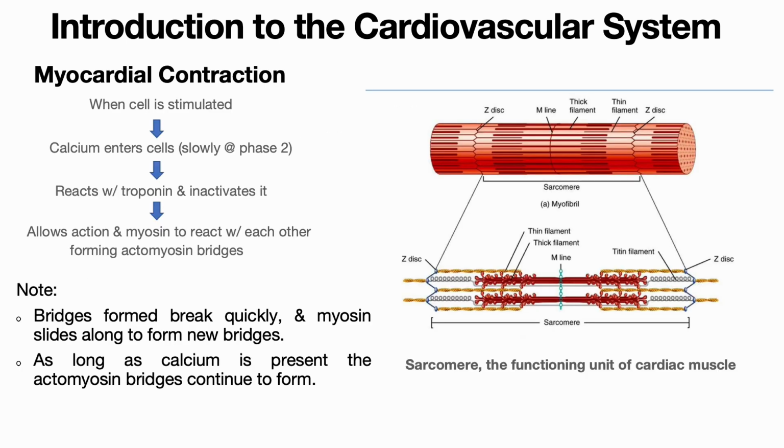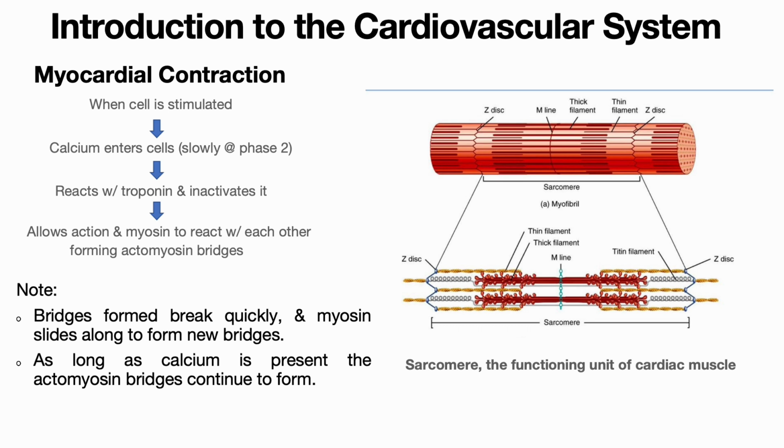So in myocardial contraction, when the cell is stimulated, calcium enters the cells, which happens at phase 2, then reacts with troponin and inactivates it, then allows actin and myosin to react with each other, forming actomyosin bridges. Note that bridges formed break quickly and myosin slides along to form new bridges. As long as calcium is present, the actomyosin bridges continue to form. The shortening of numerous sarcomeres causes the contraction and pumping action of the heart muscle.